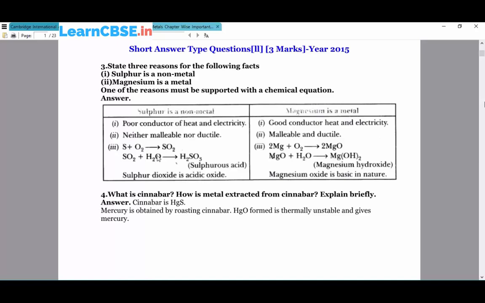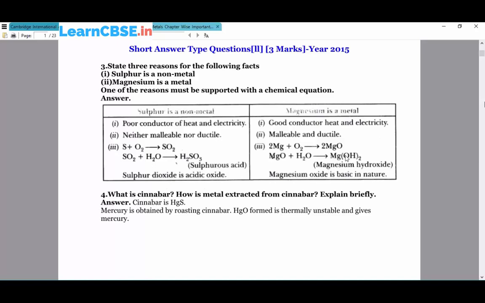Sulfur burns with oxygen and forms sulfur dioxide. This sulfur dioxide, when dissolved in water, will give sulfurous acid, H2SO3. So sulfur dioxide is an acidic oxide because it gives acid.